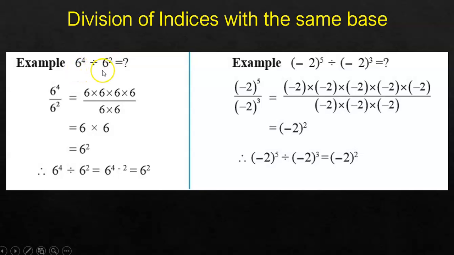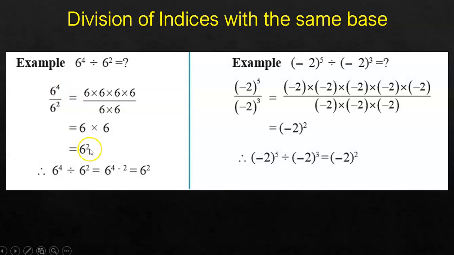If you see, in both the cases, the base is the same. So we simplify this in this manner. 6 raised to 4 means 6 multiplied 4 times, and 6 raised to 2 means 6 multiplied 2 times. Now if you can see, this 6 and this 6 get cancelled, and we are left with 6 multiplied by 6, which means 6 raised to 2. So the answer is 6 raised to 2.